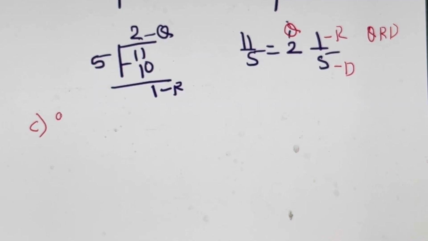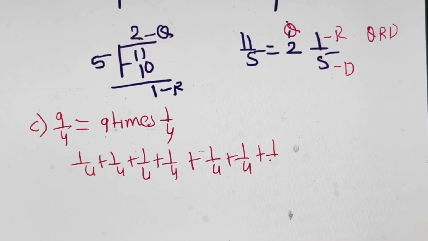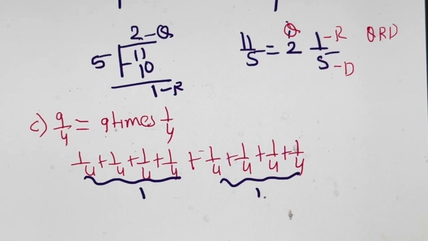C is 9 upon 4. What is the meaning? 9 times 1 upon 4. So 1 upon 4 plus 1 upon 4 plus 1 upon 4, and so on, nine times. Now we should remember that 4 times 1 upon 4 makes 1 whole. Another 4 times 1 upon 4 makes 1 whole.